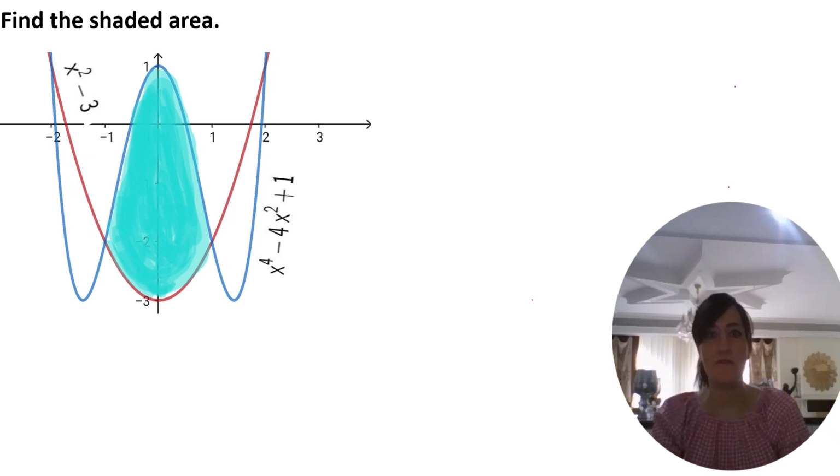Here it says find the shaded area of this graph. Pause the video and think about it. 3, 2, 1. Okay, let's start.